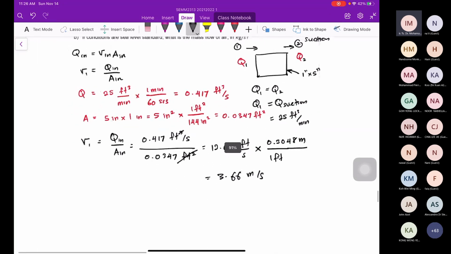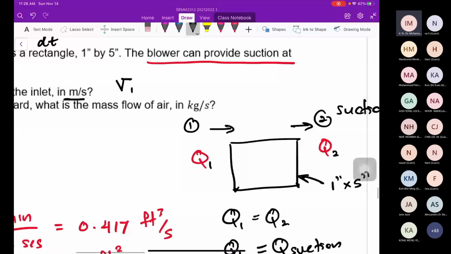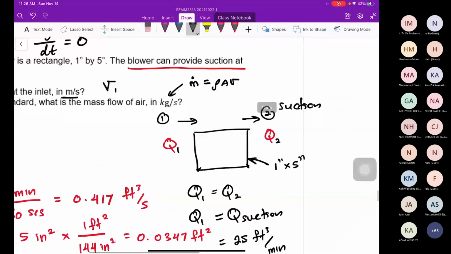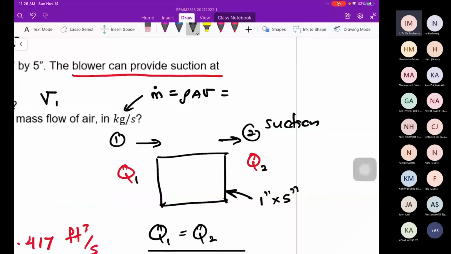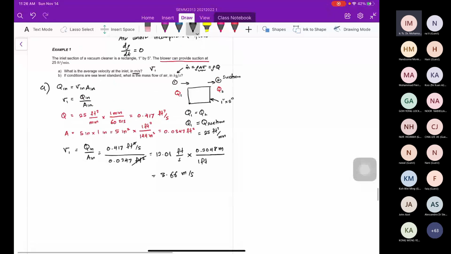The question asks for the mass flow rate. The unit is kilogram per second. This is the mass flow rate, which is rho AV. Just multiply with the density. AV is referred to as the volume flow rate, so rho multiplied with Q. Thus, this is question 1, question A, question B. In order to get the mass flow rate, which is rho AV, this is considered as Q.